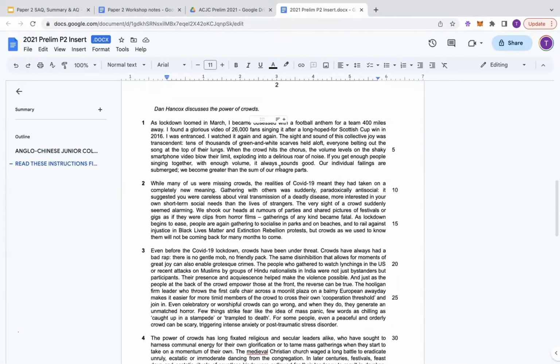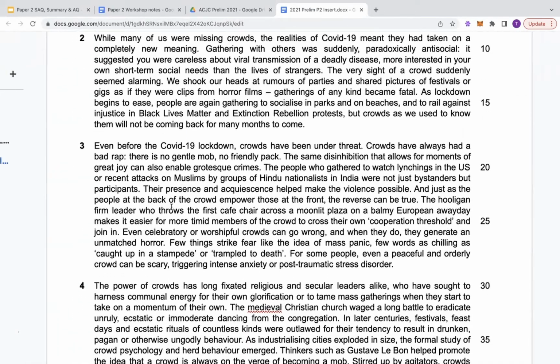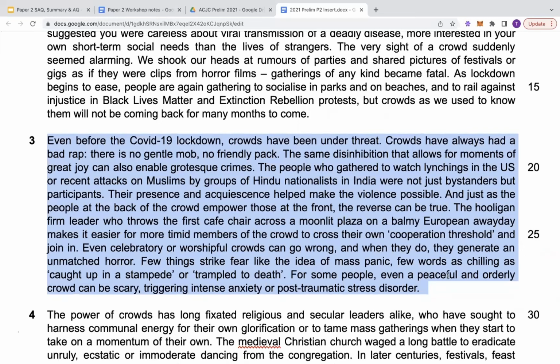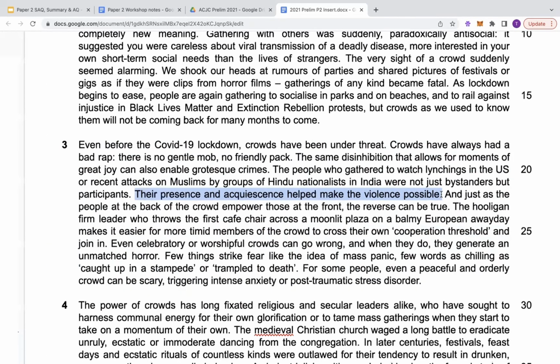This is about crowds, the power of crowds. Okay, so for paragraph, let's say 3, this paragraph. Now you notice that they mention how crowds have always been under threat. Okay, there will be violence, people throwing cafe chairs, celebratory worshipful crowds going wrong, mass panic, and so on. The point that our quote is here, because this entire paragraph is talking about how crowds can help to make violence possible. So they're talking about the nature of crowds being violent. That is what the author is trying to say.